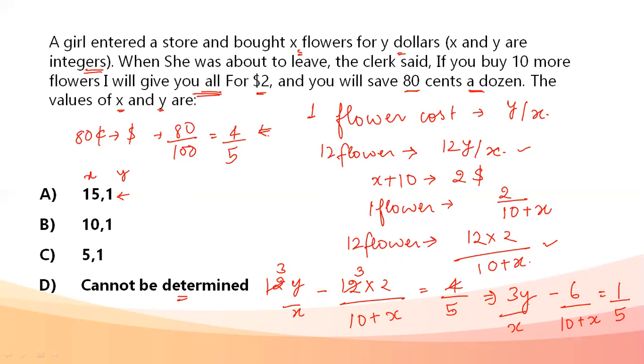5. Okay, 3 by 5 minus 6 by 10. 6 by 10 is 2 by 5. So 3 by 5 minus 2 by 5, it's 1 by 5. Satisfying. So my answer is option C. My answer is C, that is 5 and 1. So value of X, flowers bought, 5 flowers bought for $1. That is what my answer is.